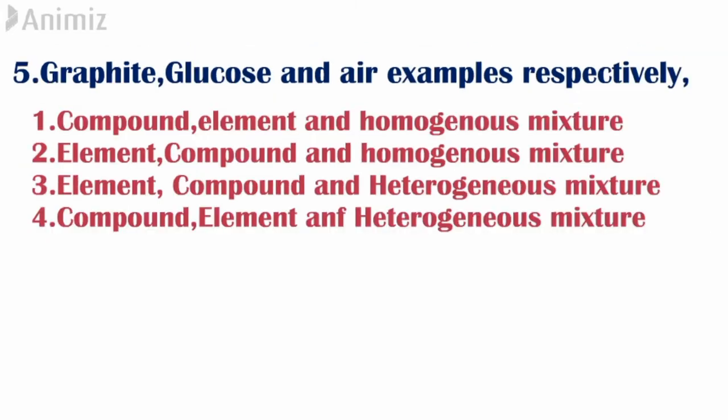Then the next question, graphite, glucose and air are examples of what, respectively. Here graphite is an element, and glucose, that is C6H12O6, is a compound, and air is a homogeneous mixture because you can't distinguish two components. Therefore the answer is answer number 2.